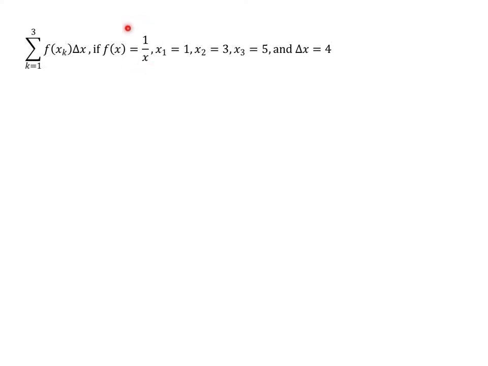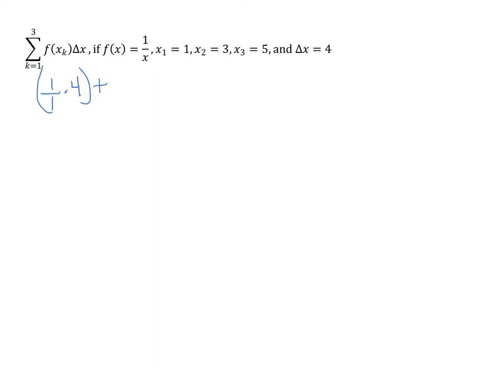First of all, f of x is 1 over x. Delta x is 4. So those are simple enough to deal with. So now we're dealing with the x sub k. So there's x sub 1, x sub 2, x sub 3. So what I do is I write all of this out. F of x sub 1 is 1 over 1 times 4.